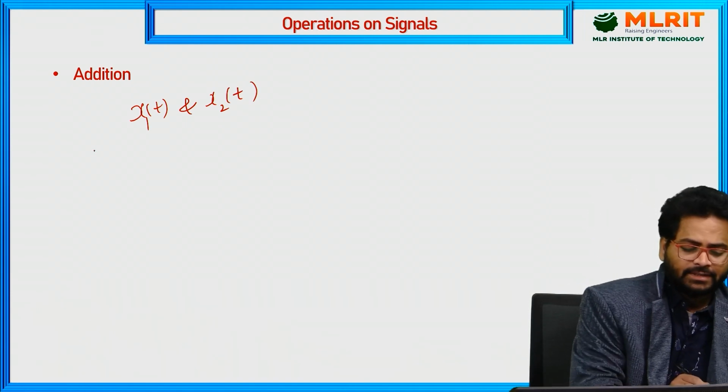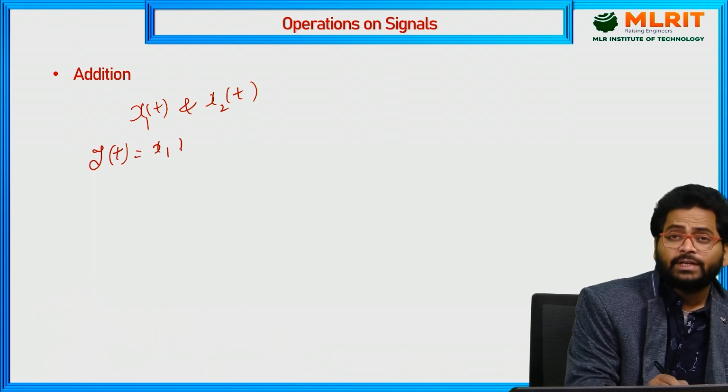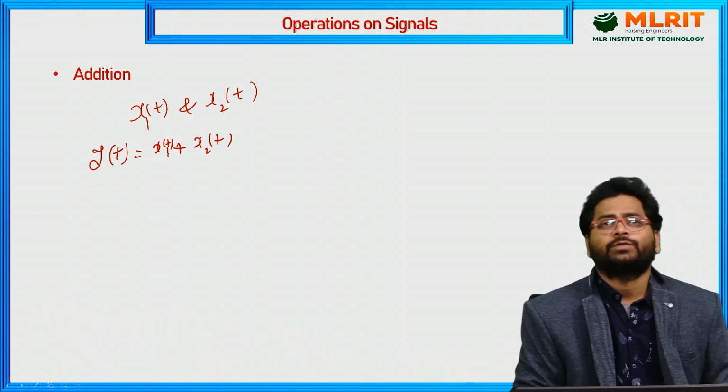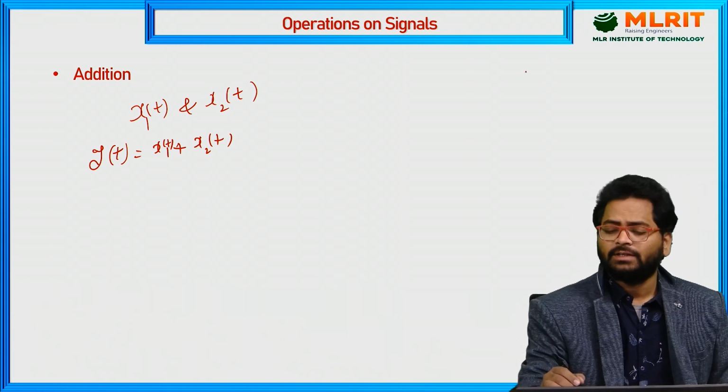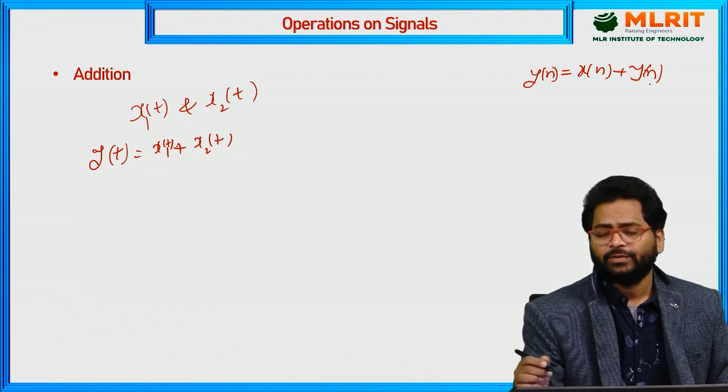So I am defining some new signal y of t, which is nothing but the addition x1 of t plus x2 of t. This is called the addition. If you take the discrete domain, y of n is equal to x1 of n plus x2 of n.